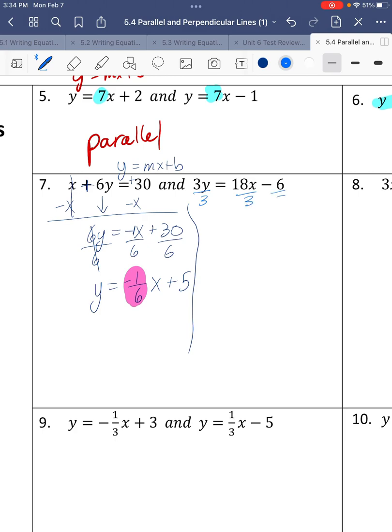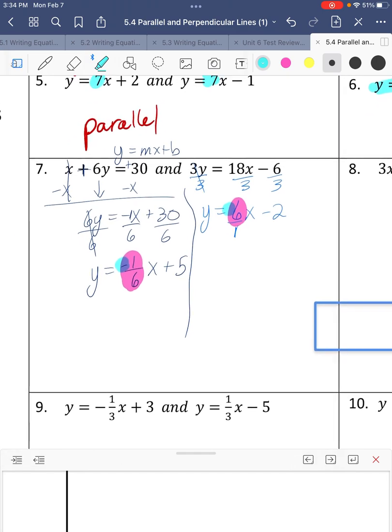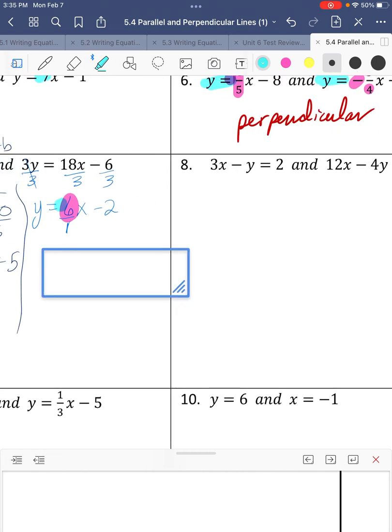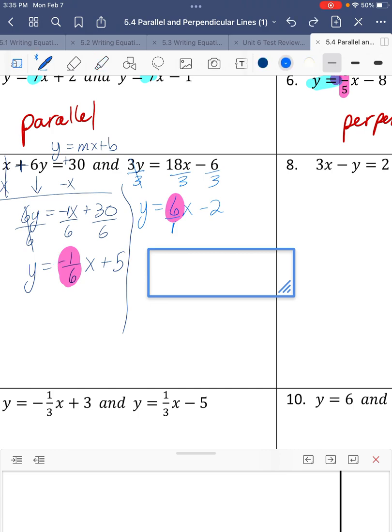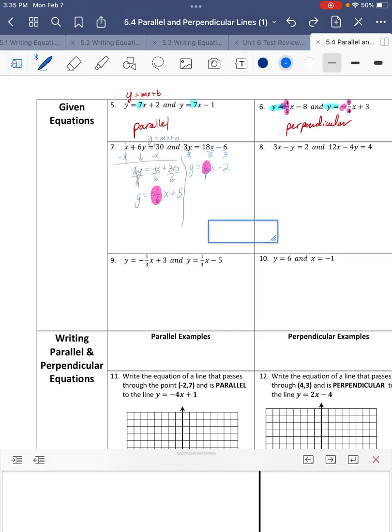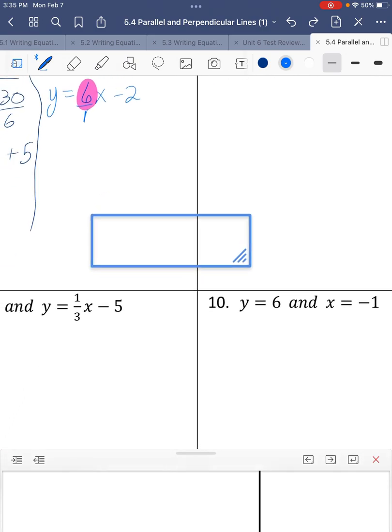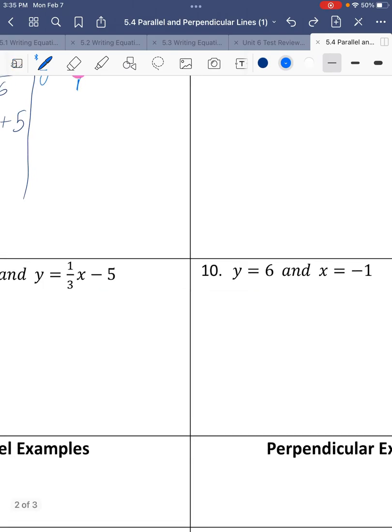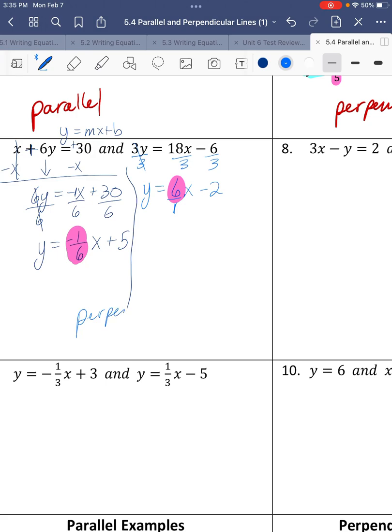Second is going to be, looks like we just have to divide by 3 to get the y totally by itself. So it's y equals 18 divided by 3 is 6. 6 divided by 3 is, not plus, -2. Looking at our slopes, I'm going to put the 6 represented as a fraction, so 6/1. So if 6 is positive, -1/6 is negative, so that's good. This is positive, this is negative, cool. And then 6/1 is flipped. My bad. Sorry. So these are perpendicular.